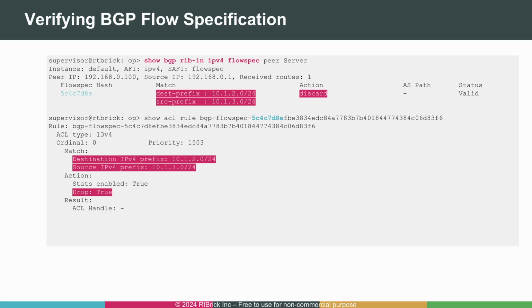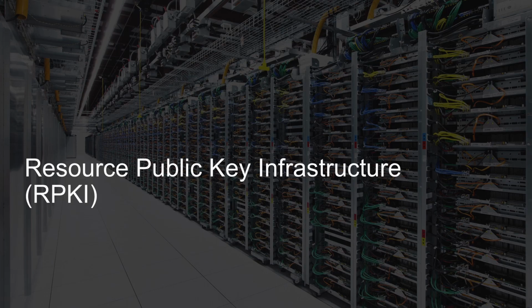The output lists the match rules, corresponding actions, and the Flowspec hash. The resulting access control list can be inspected with the show ACL command. The name of the ACL begins with BGP-Flowspec-hash ID.